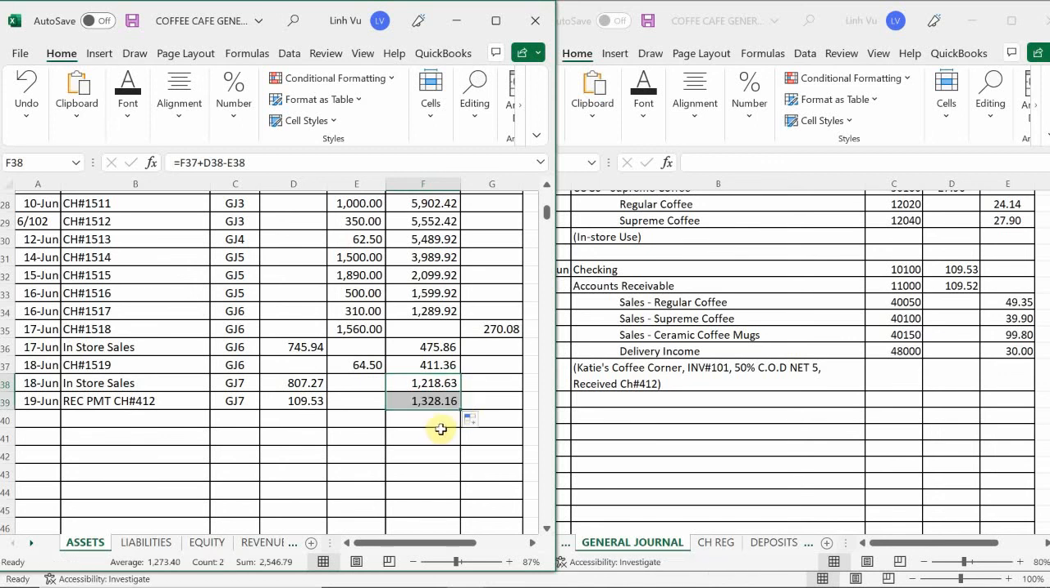$1,109.11. Okay, so you subtracted the money. We're supposed to add the money, right? We received a payment. We're going to increase our checking account. Okay, so therefore, it should be $1,328.16.